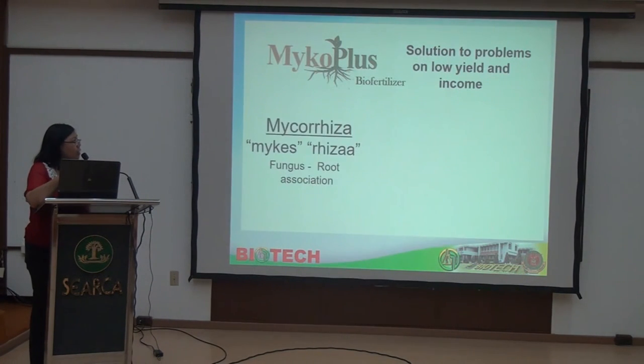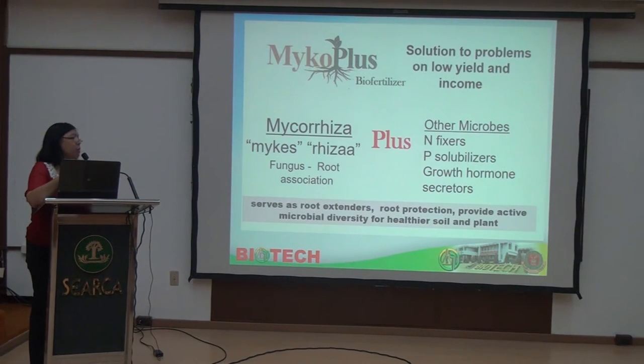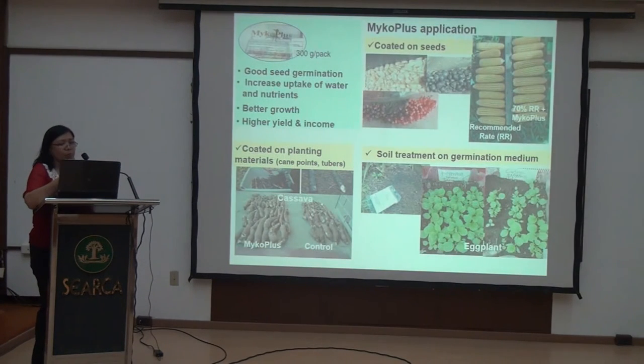Come 2013, we were able to start mycoplasts. So we call our technology providing solution to problems of low yield and income. We combine mycorrhiza plus other microbes. So we screen who these microbes are and try to combine. Marami yan nag-aaway, marami yan natatalo yung plants. But after some time, we were able to make a good formulation because they serve as compatible. They serve to provide what the needs of the other is. So through a small packet of 300 grams, maganda ang germination, uptake of nutrients, and yield.